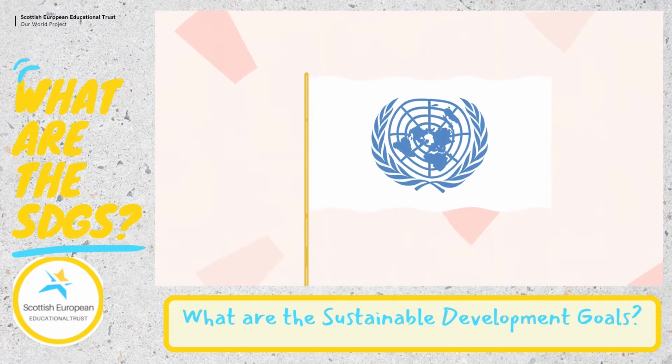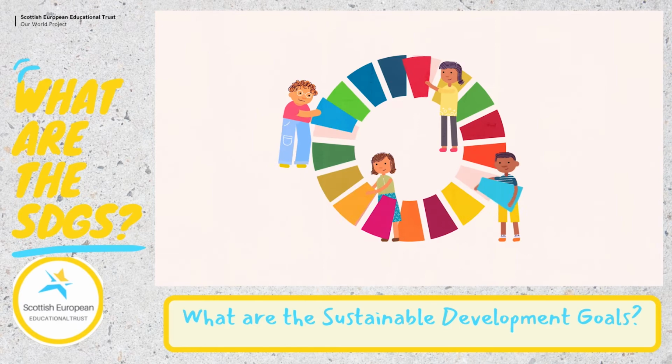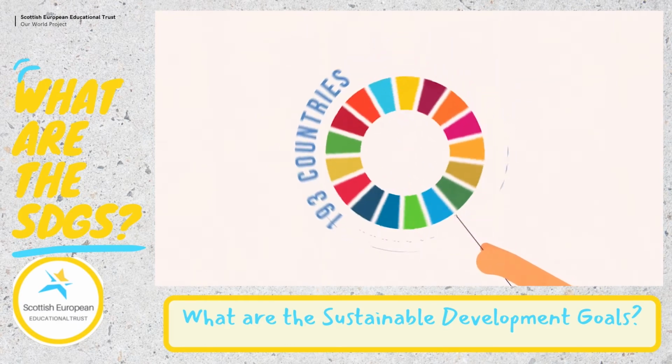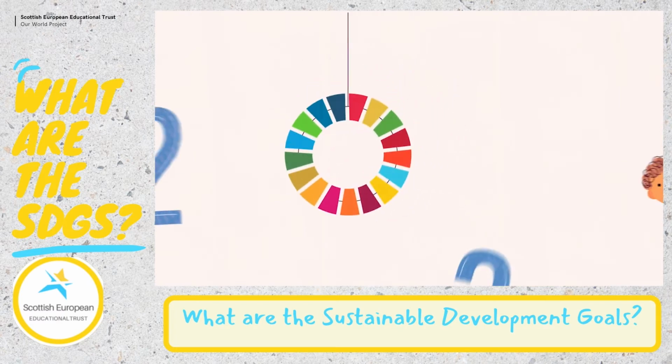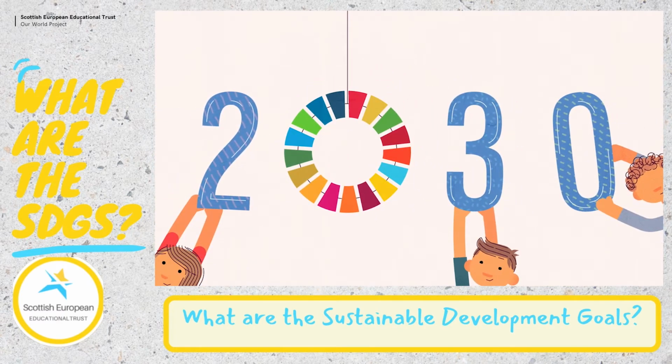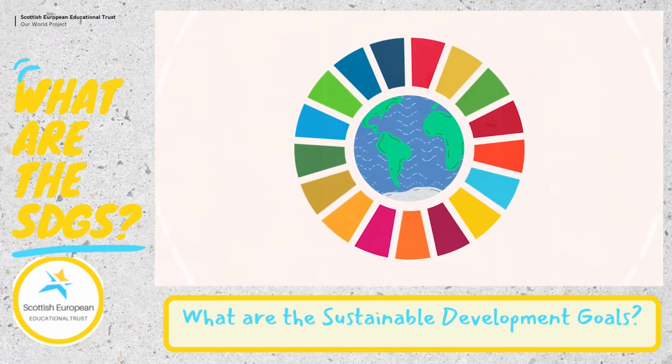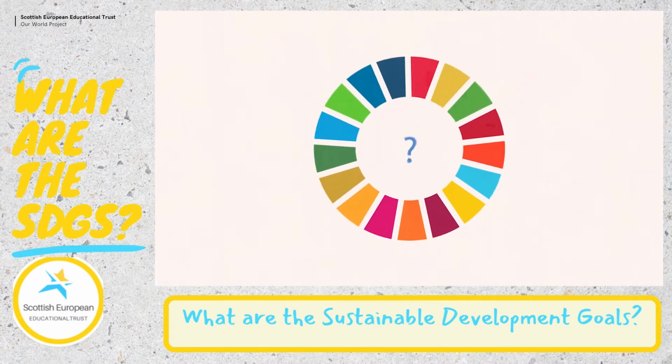Did you know that the UN Sustainable Development Goals are a universal call to action that unites 193 countries around the world? If these global goals are fulfilled by 2030, life on Earth will be better for everyone. So, what are these goals?